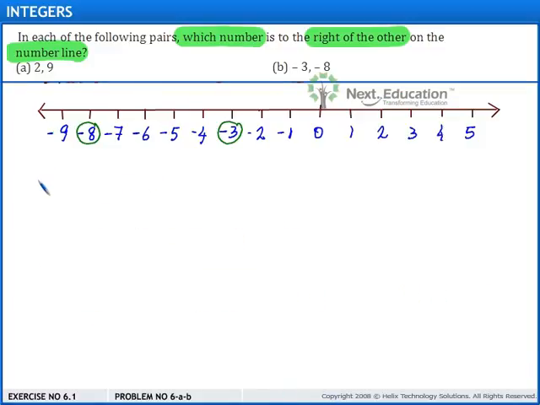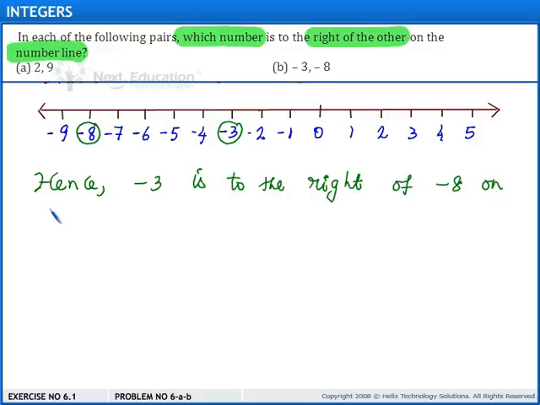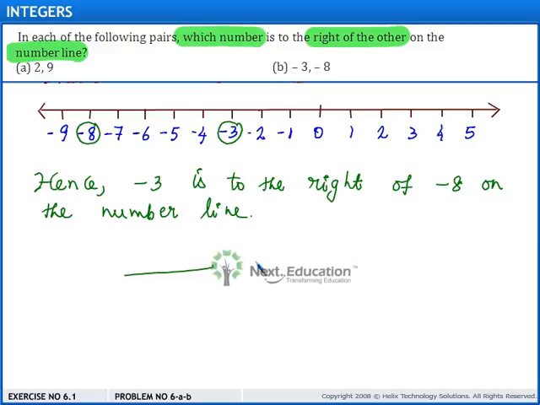Let us write it down. Hence, -3 is to the right of -8 on the number line. This completes the solution.